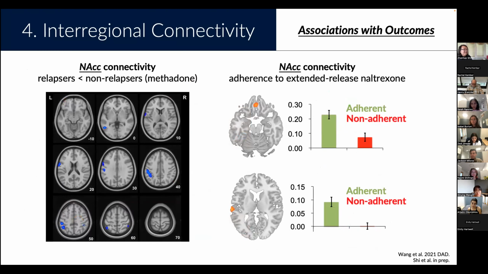And studies have also tried to associate functional connectivity with treatment outcomes. In the first study, they looked at the nucleus accumbens connectivity, and they found that accumbens connectivity with the frontal parietal cortex can predict relapse in 2 years during methadone treatment. And also in our own preliminary study, we found that connectivity between accumbens and the medial orbitofrontal cortex and a region in the temporal cortex can predict their adherence to injectable naltrexone treatment.